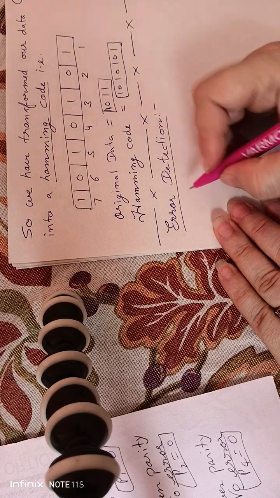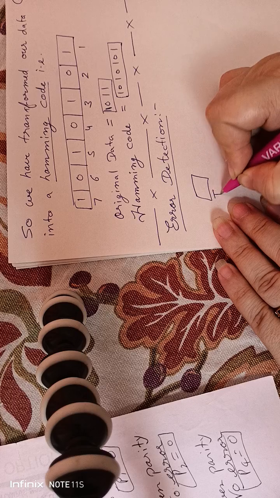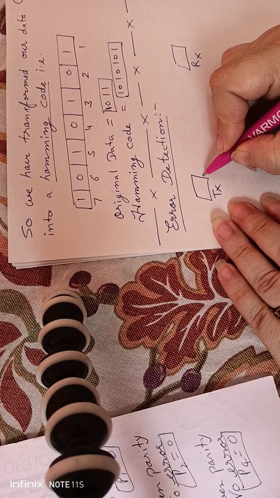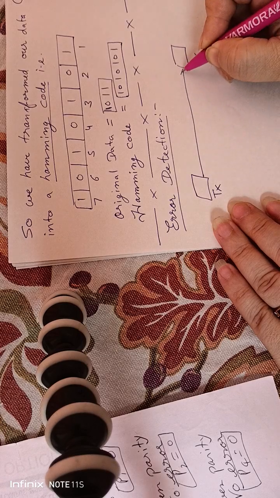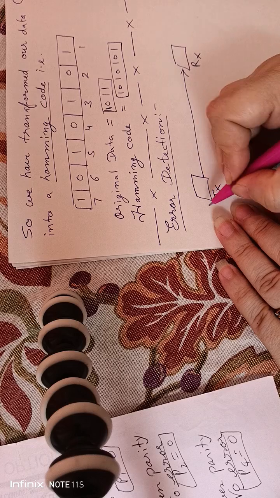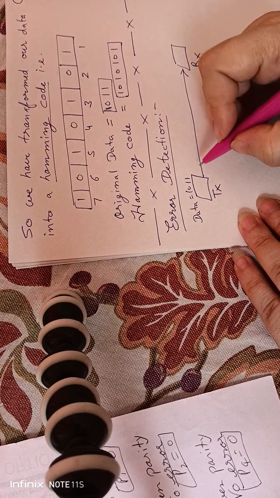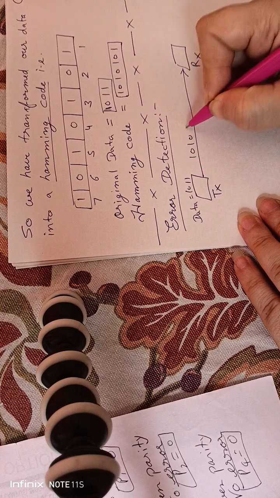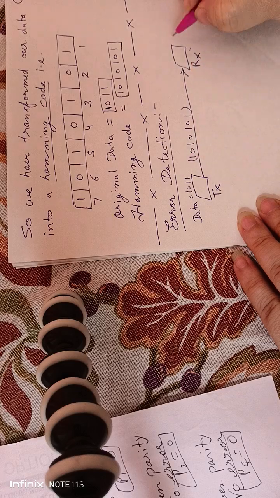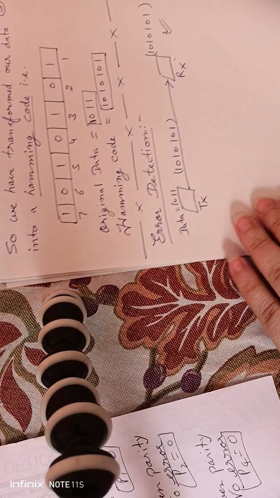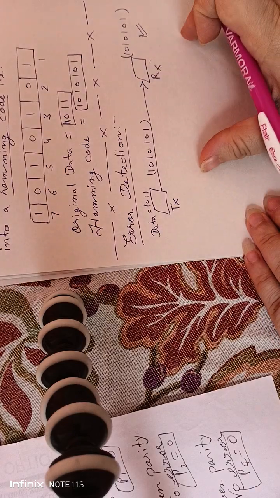Okay, so this end is your transmitter, this end is your receiver. So you have simply transferred your data. Your data was 1011 and you transmitted 1010101, and at the receiver also, if you have received 1010101, that means there was no error. But how we are going to detect this technically?